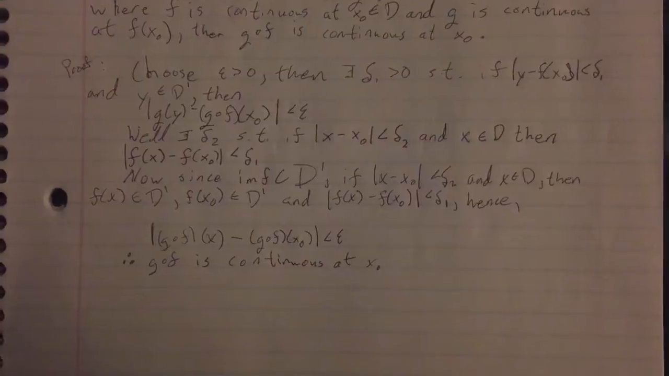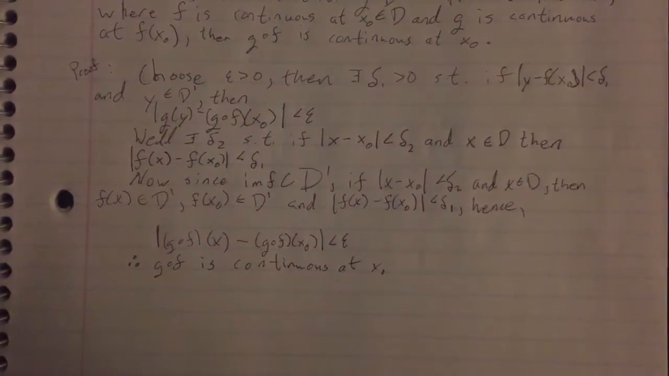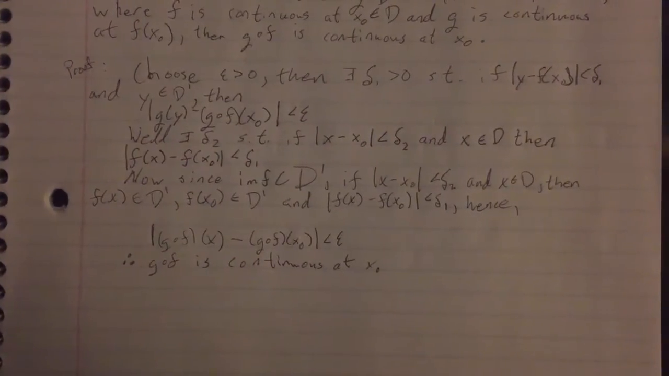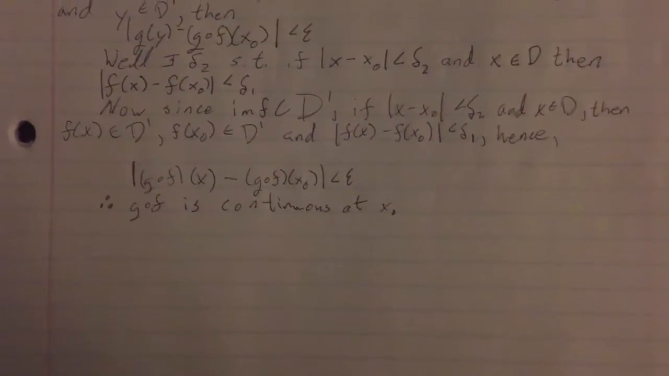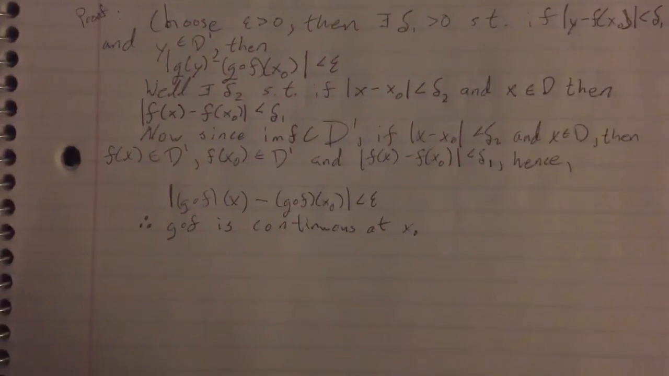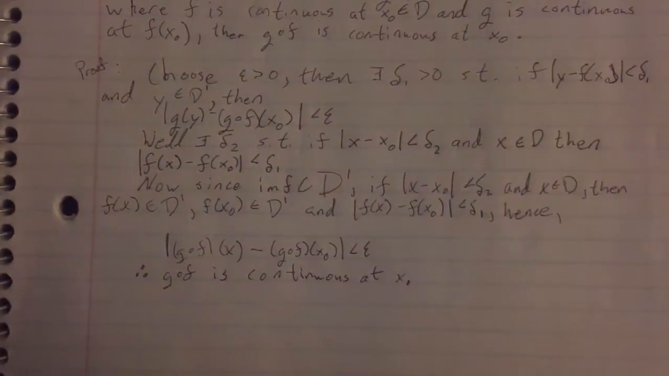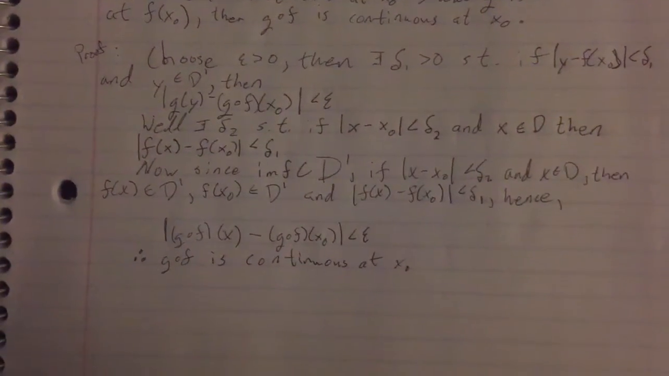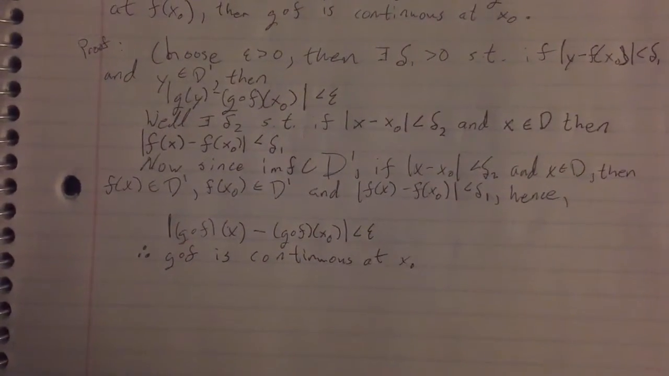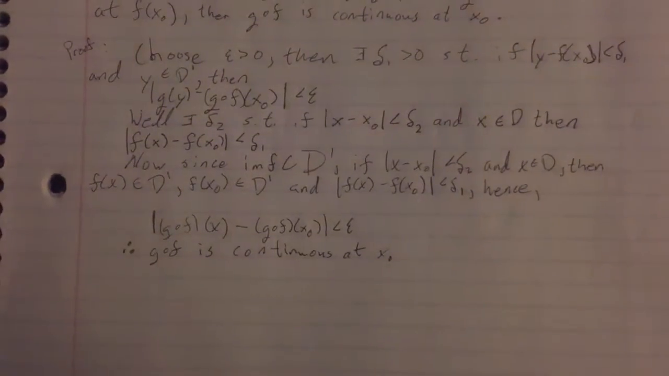Well, now since the image of f is contained in D prime, if the absolute value of x minus x naught is less than delta 2 and x is an element of D, well then f of x is in D prime and f of x naught is in D prime, and the absolute value of f of x minus f of x naught is less than delta 1. Hence, we're going to have the absolute value of g of f of x minus g of f of x naught less than epsilon, just by replacing y with f of x. So basically allowing y to be equal to f of x. So therefore g of f is continuous at x naught.